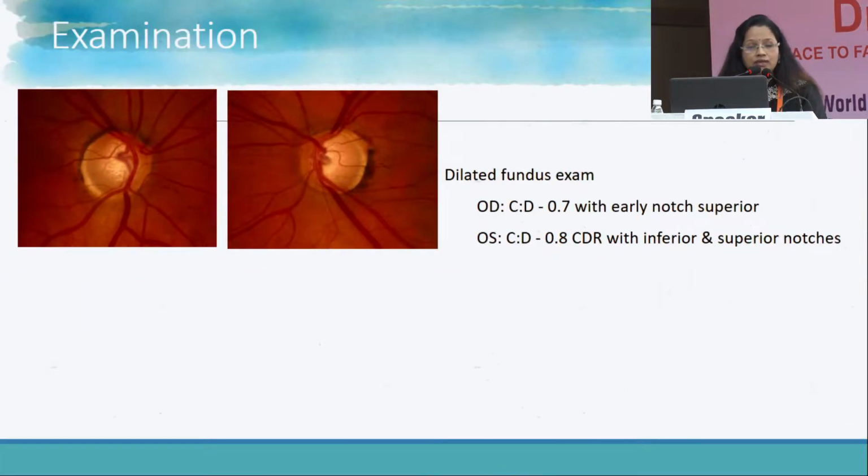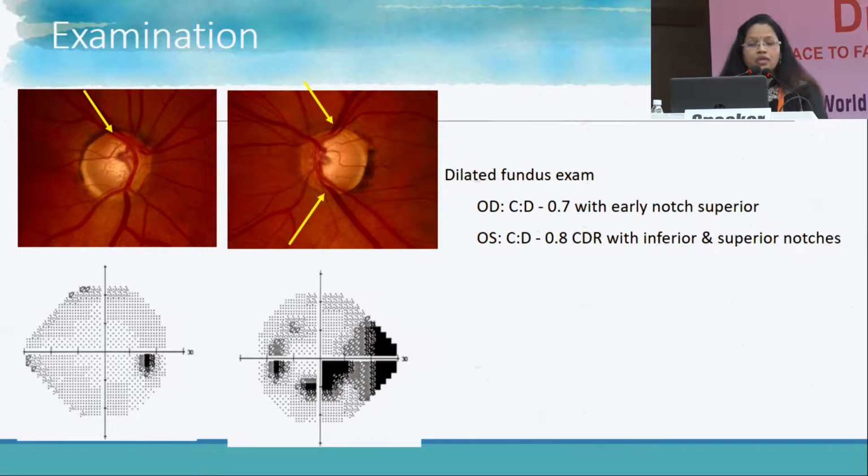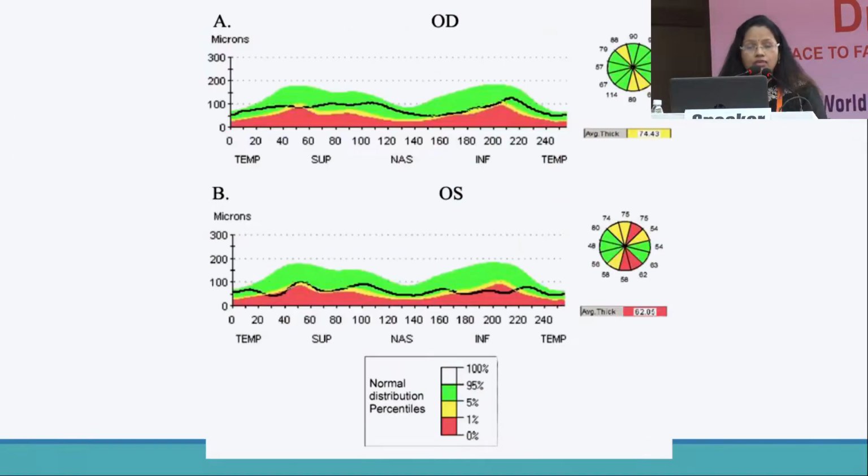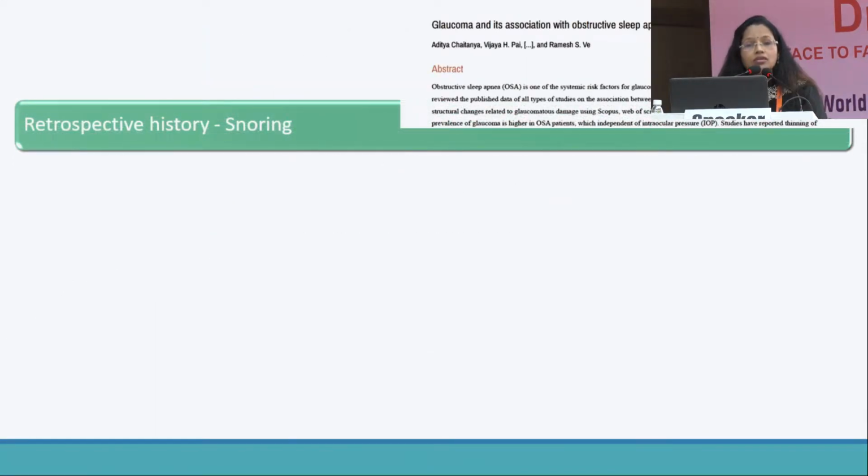These were the disc pictures. We can see the superior notch in the right eye and superior and inferior notch in the left eye with 0.8 cup disc ratio. This was the visual field: right eye almost normal, but left eye showed an inferior arcuate scotoma. So the question was, if the patient was controlled on intraocular pressure, why was she showing this scotoma? We went back and thought, are we missing something?